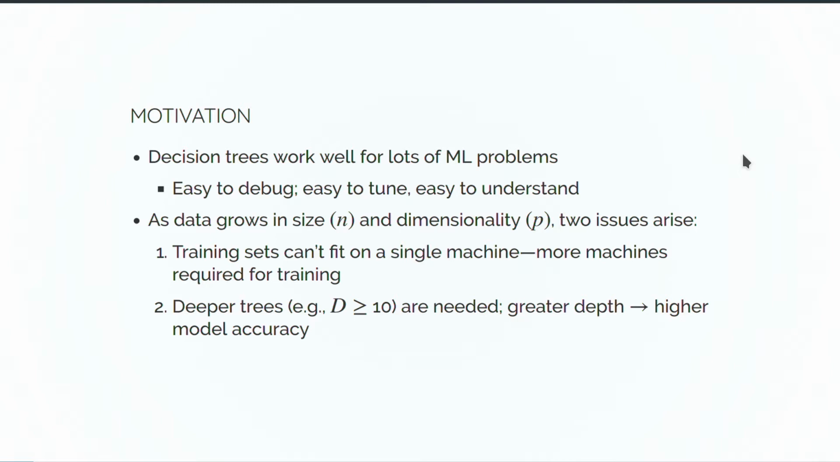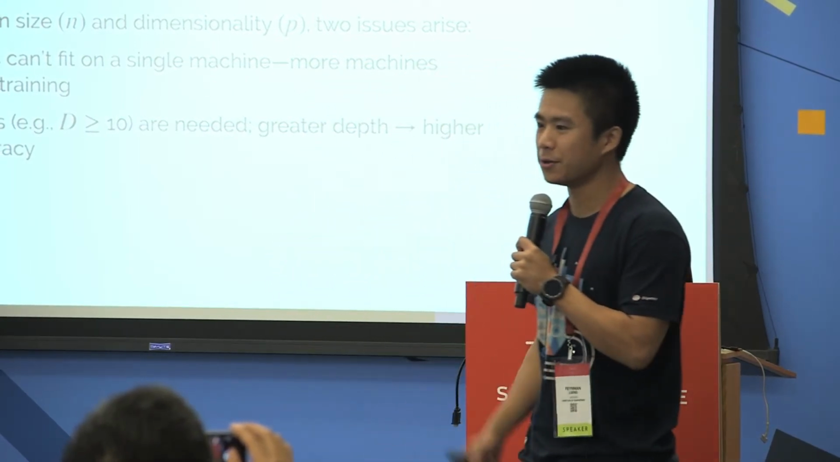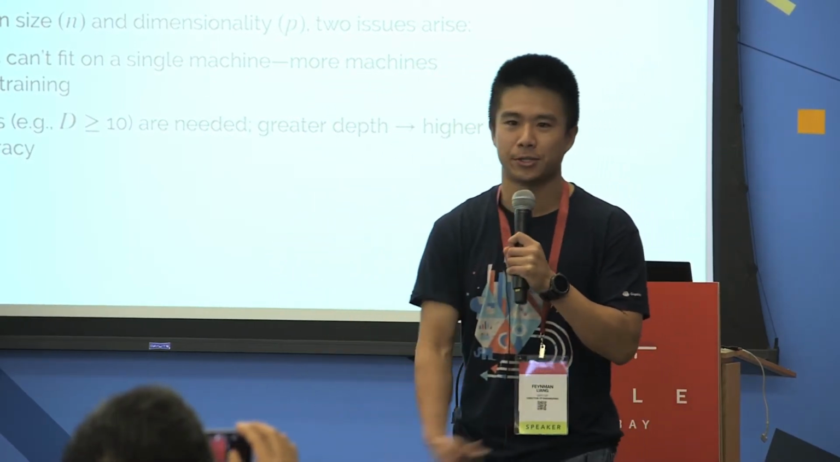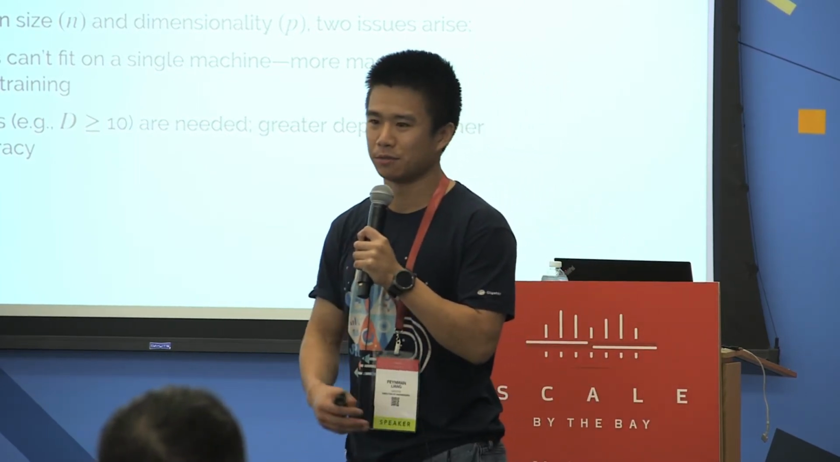So we all know that deep decision trees themselves are really good for a lot of different kinds of machine learning problems. They're highly interpretable, easy to train, easy to tune, and you can just plop one out, show it to a business user, and ask, does this make sense? However, scaling them is a whole different story.